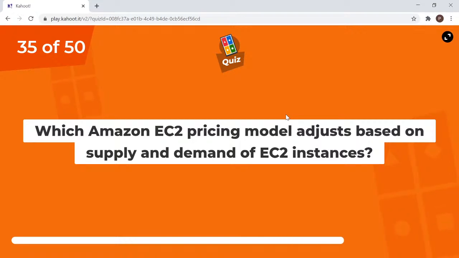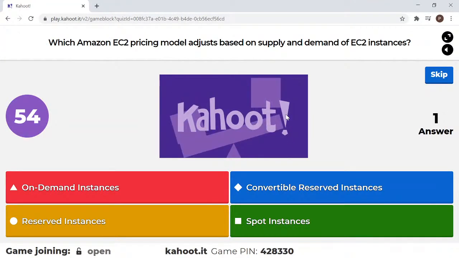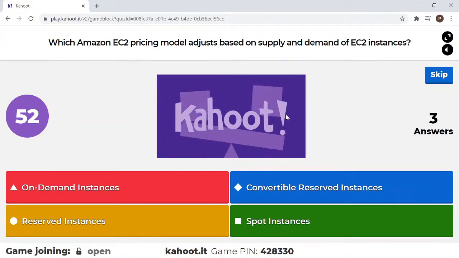Which Amazon EC2 pricing model adjusts based on supply and demand of EC2 instances? Is it on-demand instances? Is it convertible reserved instances? Is it reserved instances or spot instances?